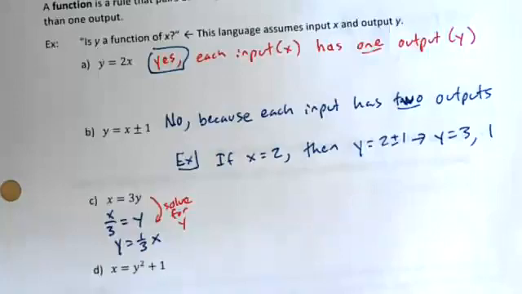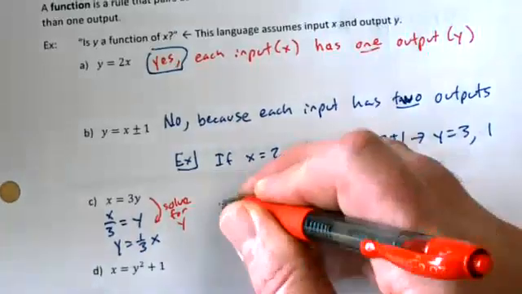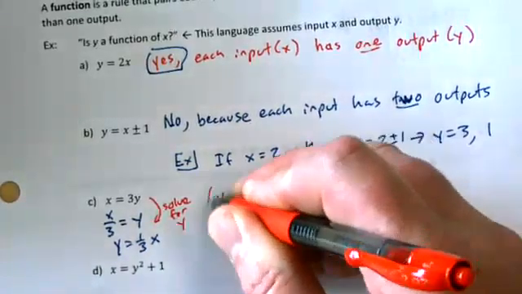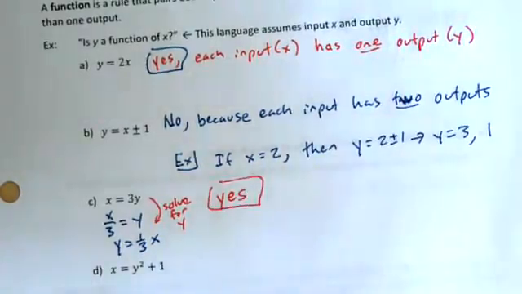So is this a function? Does every input have only one output? Yeah, it would. So we would just say yes for the same reason up above. I'm not going to copy down that whole each input has one output thing. We've done that once.